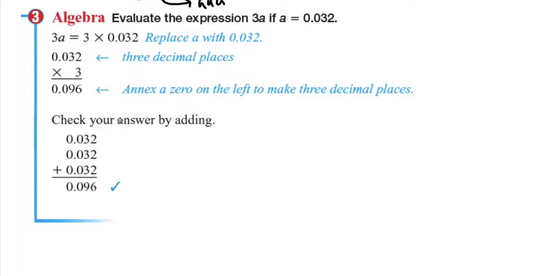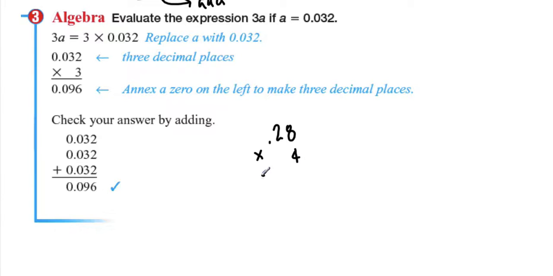We simply add 0.032 three times, and we still end up with 0.096. Let me give another example. Let's say you have 0.28, and you want to multiply it by 4.